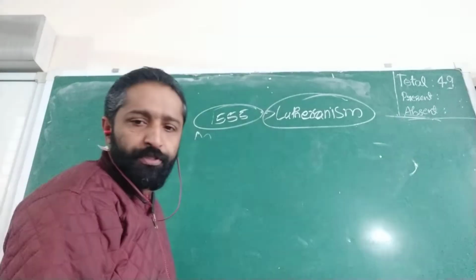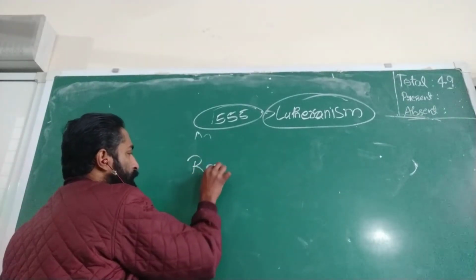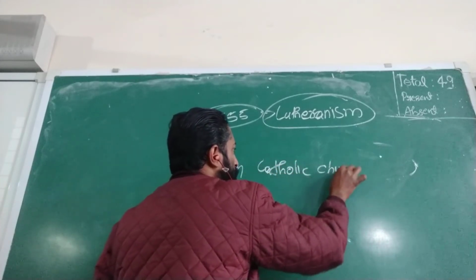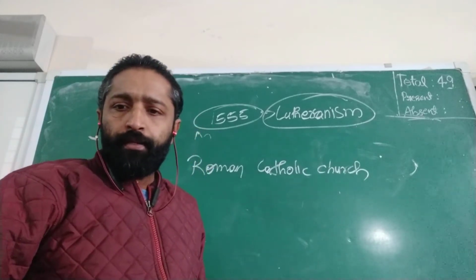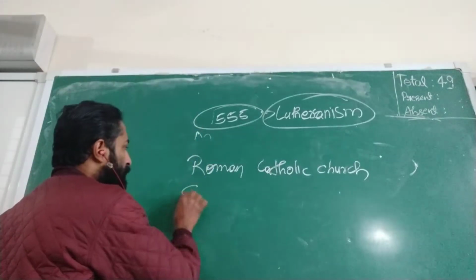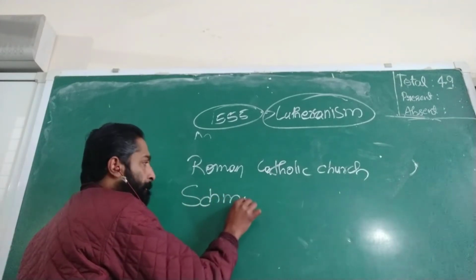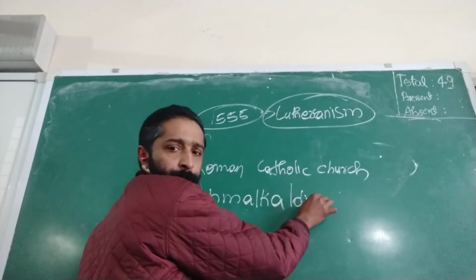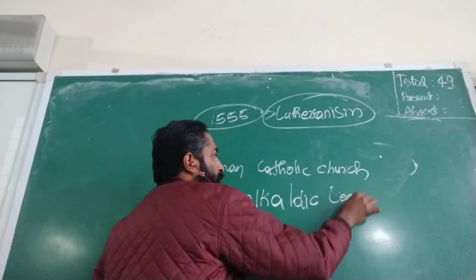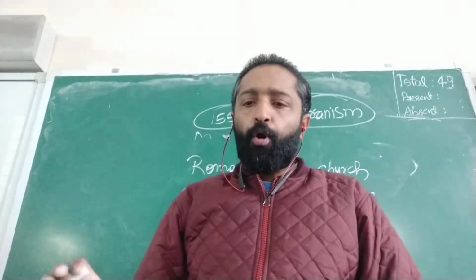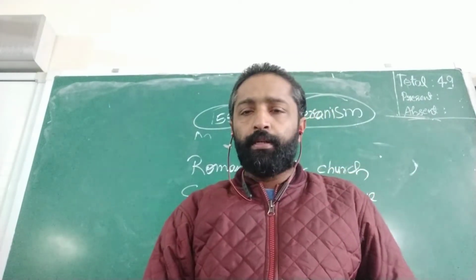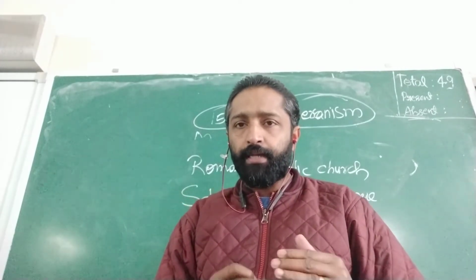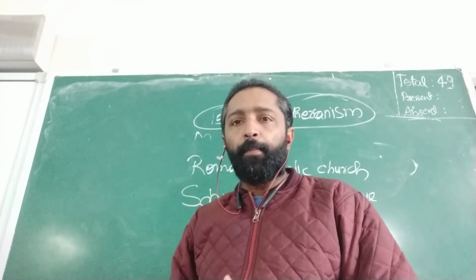The treaty was signed between the Roman Catholic Church and the Schmalkaldic League. That league includes Luther and the German princes. So there was a treaty signed between the Schmalkaldic League and the Roman Catholic Church.